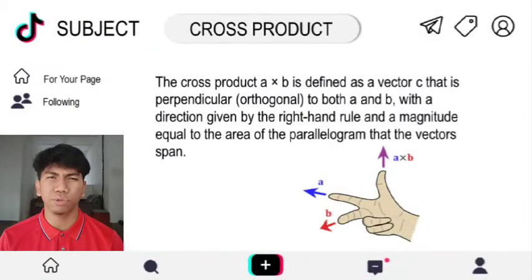What is cross product? The cross product is defined as a vector C that is perpendicular or orthogonal to both A and B, with the direction given by the right hand rule and the magnitude equal to the area of the parallelogram that the vectors span.